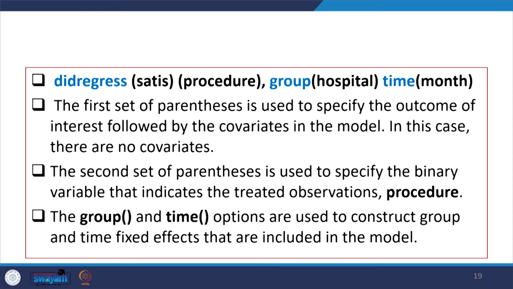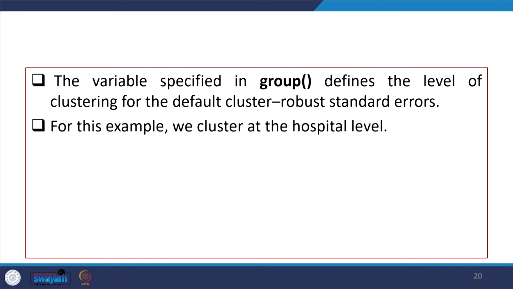The second set of parentheses is used to specify the binary variable that indicates the treated observations, and that is called procedure. The others, like group or time, are used to construct the group and time effects that are also included in the model. The variable specified in group is defined as the level of clustering for the default cluster robust standard errors. Basically, group is given to compare which set of hospitals are giving much better trends in terms of satisfaction.